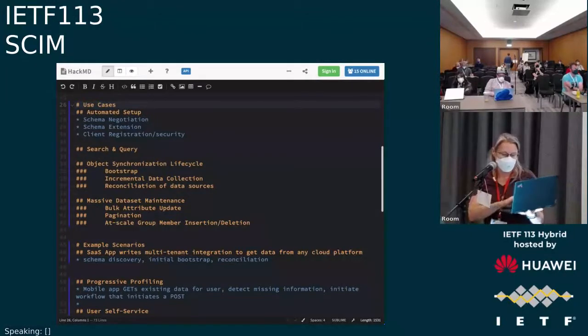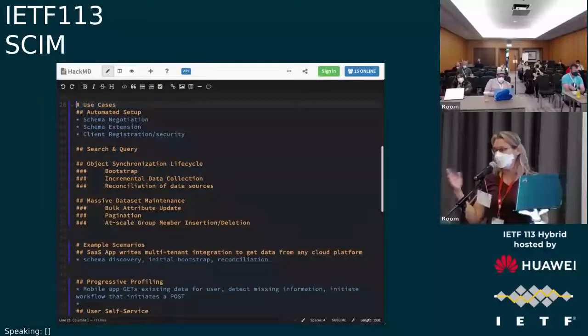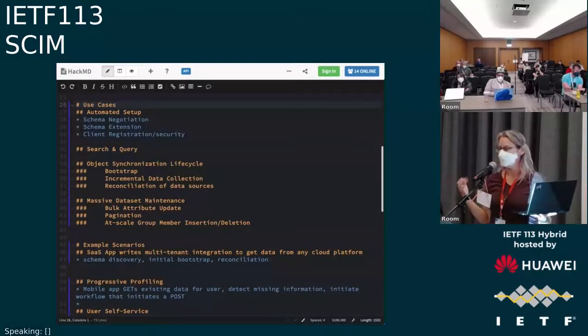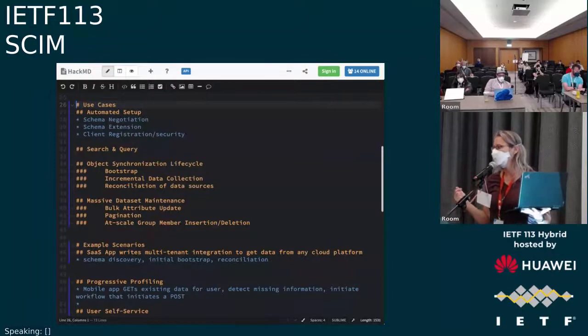And so what you'll see here, the use cases include negotiating schema, search and query, object synchronization lifecycle, and then massive data set maintenance. Those four things are massive and can be broken down into subsections. But I don't have a sense of whether they're enough. I don't know that they're all sufficient.